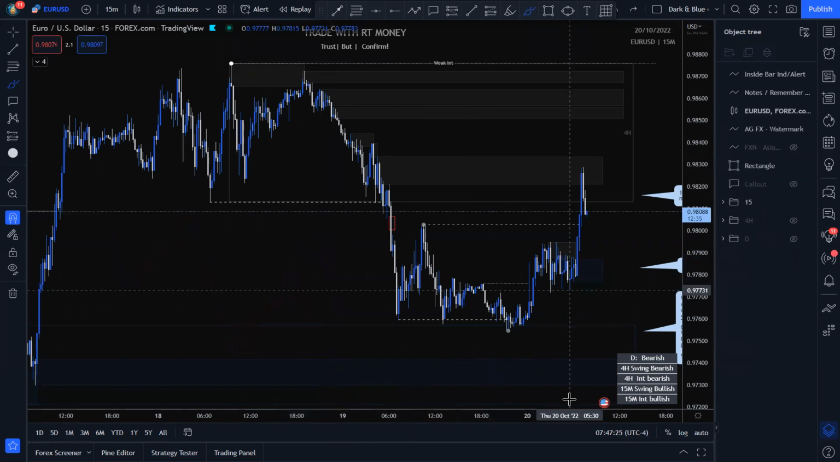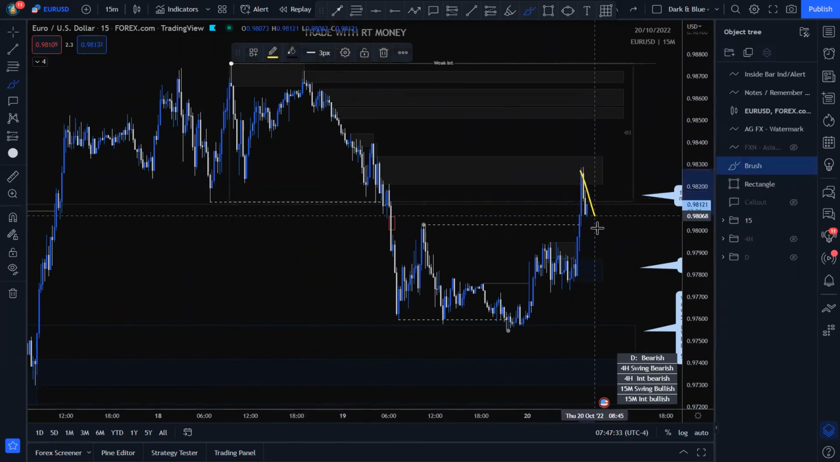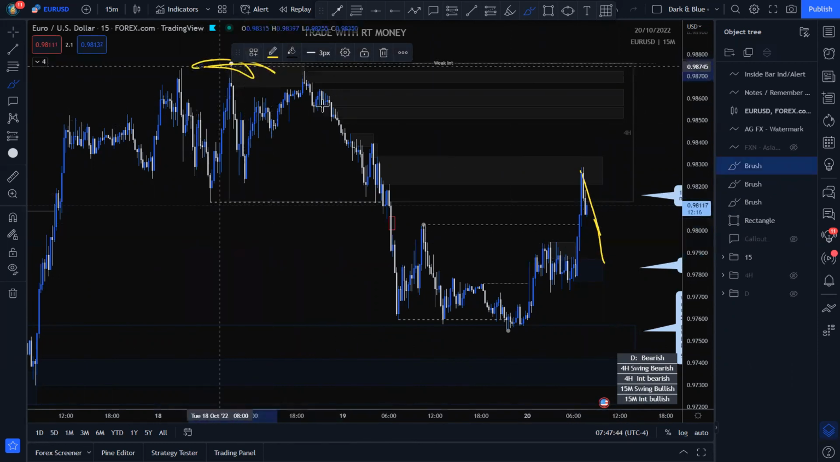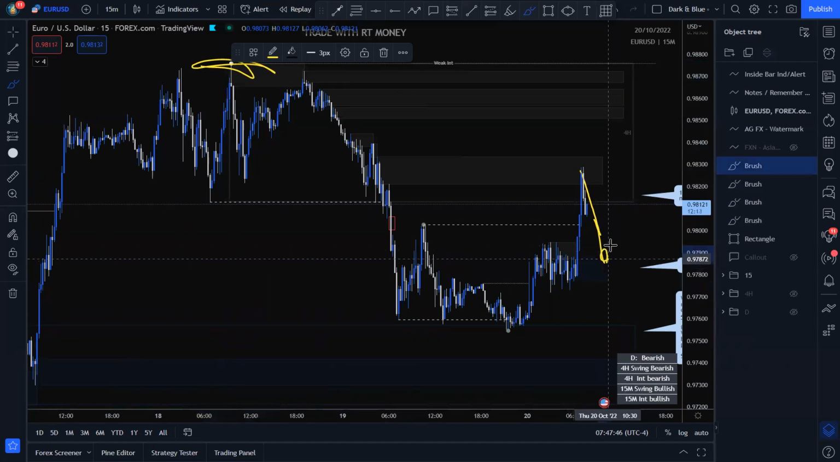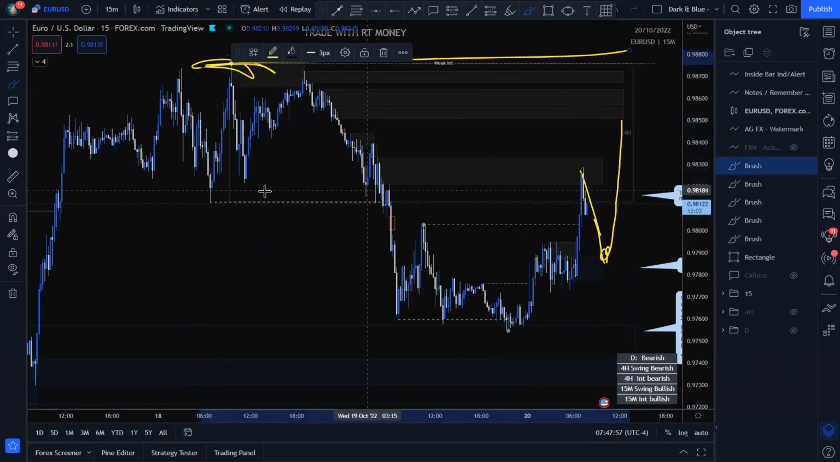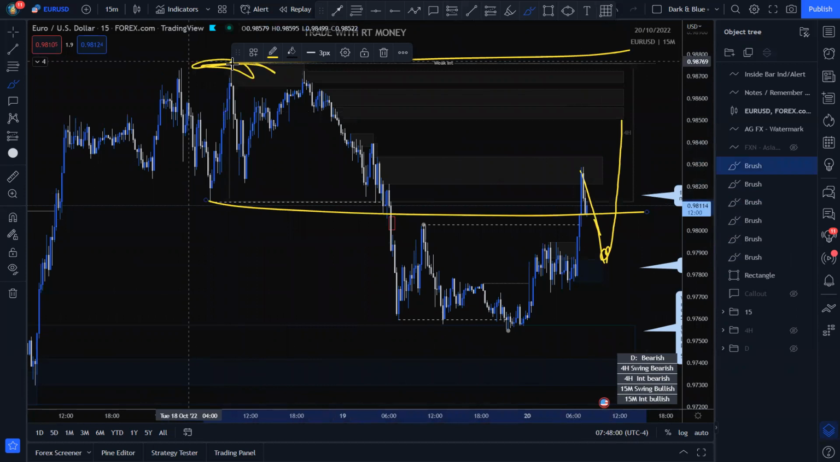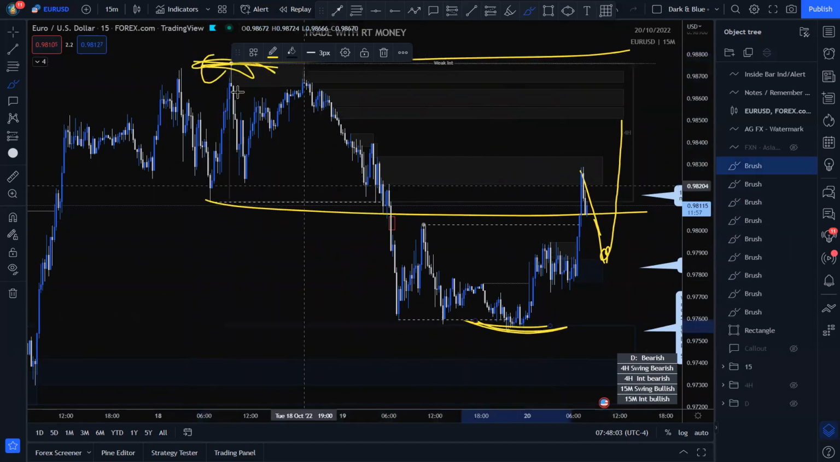So that's what I'm thinking here as price mitigates the 4-hour supply zone. And we find this 15-minute supply inside the 4-hour zone. I'm thinking that price is going to at least come down to mitigate this. Again, I'm being careful. I'm being mindful that price could find a bullish reaction and look for a deeper penetration, at the very least, into this 4-hour zone, which is in premium price of this trading range, the high and low of this trading range.